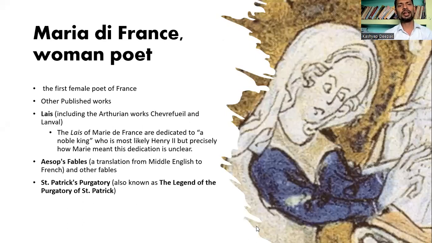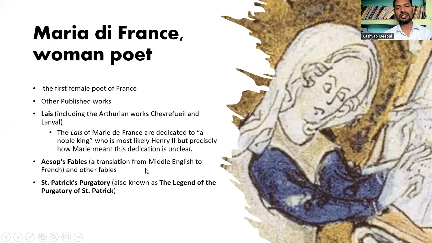Marie de France is a woman poet, and she is considered the first female poet of France. Her other published works are the Lais, including Arthurian works, and Espurgatoire and Le Fresne. The Lais of Marie de France are dedicated to a noble king who is most likely Henry II. But precisely how Marie meant this dedication is unclear.